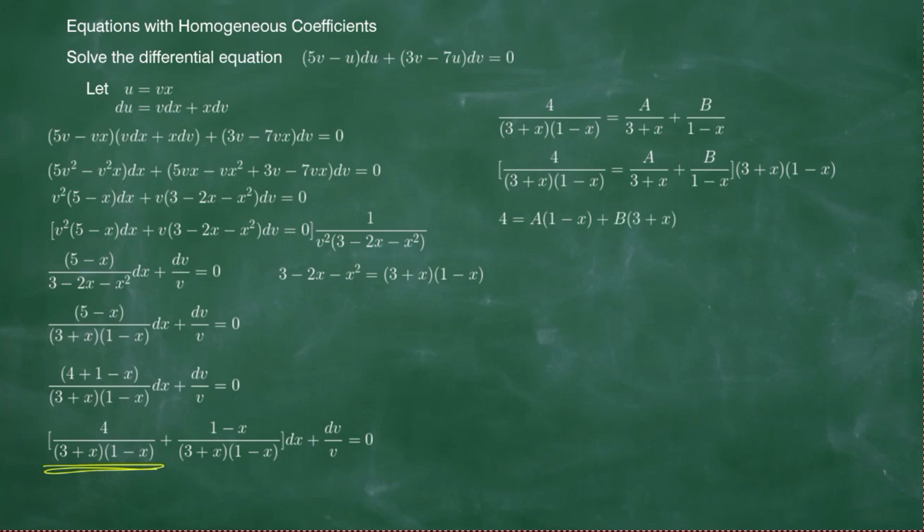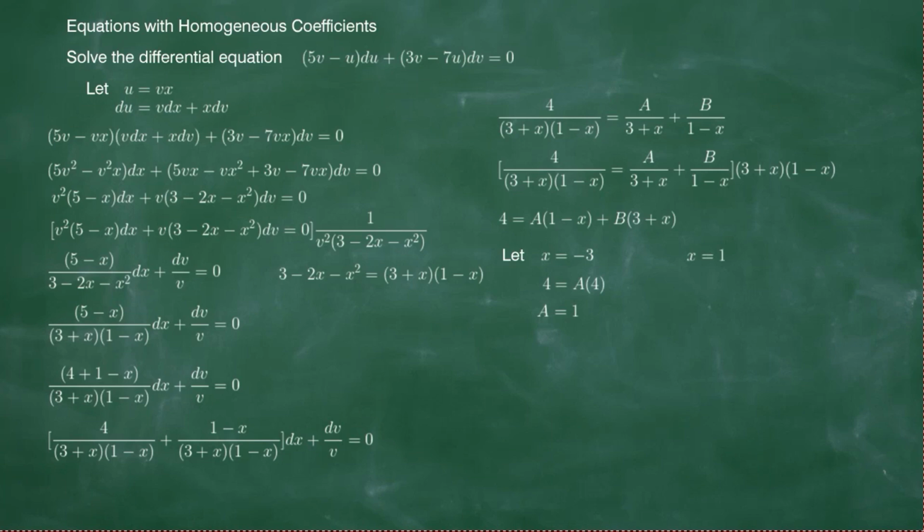And then we assign values for x so that at least one of the unknowns A or B will be eliminated. For example, we let x = -3. So 3 + x is 0, so this term will be 0. And we will only have 4 = A times (1 - (-3)), which is 4. And then we will have our A = 1. Okay, next we let x = 1. So 1 - x is 0, so this term will be 0. And then we will have 4 = B times (3 + 1), which is 4. And that will give us B = 1.